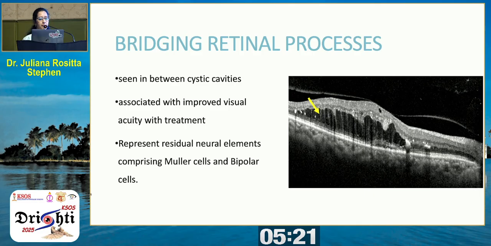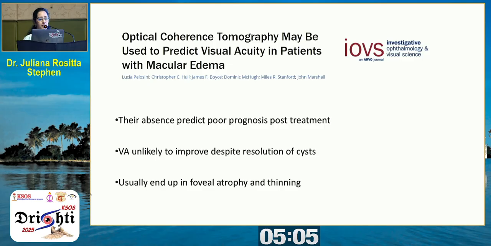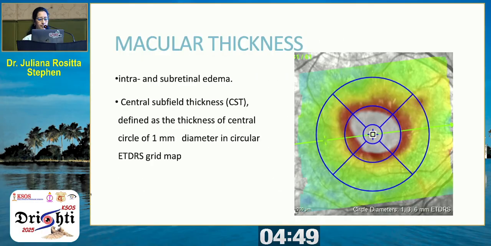Next biomarker is the presence of bridging retinal processes. They are usually seen between the cystic cavities. They are associated with improved visual acuity with treatment. They represent residual neural elements comprising Muller cells and bipolar cells. Absence of bridging retinal processes signifies poor prognosis post-treatment, and visual acuity is unlikely to improve despite resolution of cyst. Those patients usually end up in foveal atrophy and thinning.